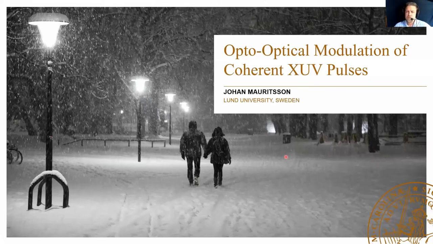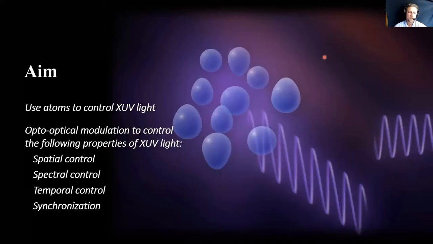So, the title of my talk is Opto-Optical Modulation of Coherent XUV Pulses. This is a technique that we've been working on in Lund now for a couple of years. And the aim of this is really to use atoms to control XUV light. Most of you work with XUV light and you know that it's hard to find good optics for it. It's really hard to find good modulators for it. So we figure we could develop a technique where we actually use the atoms to control the light in a new way, similar to acousto-optical modulators, but we use light to control the atoms that then control the light.